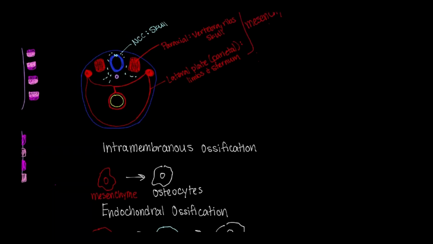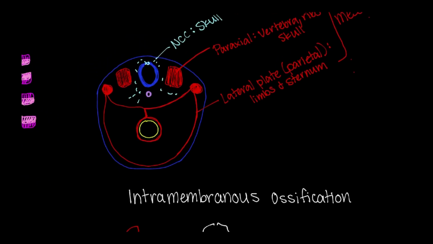And we'll zoom in here on our transverse section of the embryo. The vertebrae themselves are going to be derived from the paraxial mesoderm. So this here is our paraxial mesoderm, and the paraxial mesoderm is actually going to differentiate into our sclerotome.